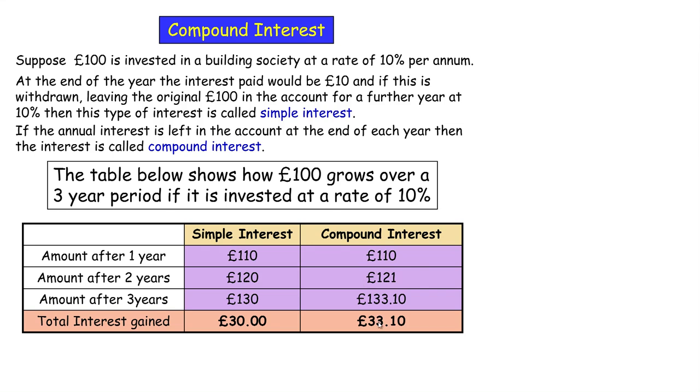So it grows faster. Now we're starting with a small sum, so there isn't that much of a difference. But you can imagine if you were investing, say, all the bank's money and you had £1 million, then suddenly the amount of interest you get when you invest compound is a lot more. So let's have a look at some examples of how we calculate compound interest.